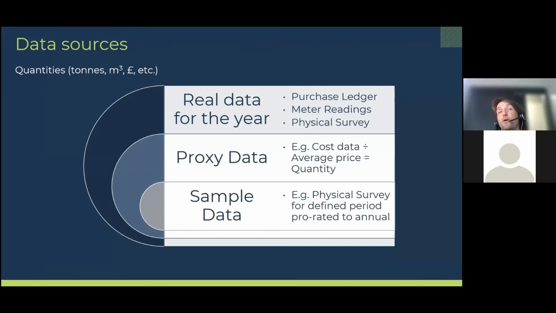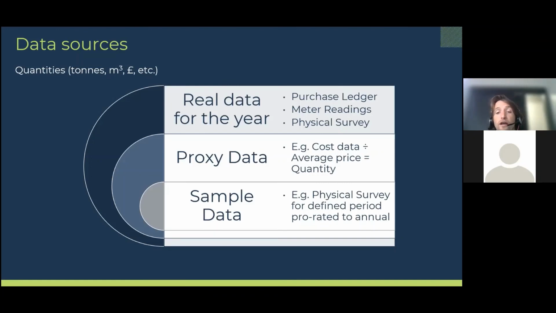The other thing is you can use proxy data. Lots of organizations look at their spend, for example, to know the carbon that's embedded in their supply chain. From that spend, they try to estimate the quantity of products or services that they might have purchased. And then within that, they will create proxies for, let's say, every pound spent in catering services, for example, has X amount of carbon emissions associated with it. So we'll just use it that way.